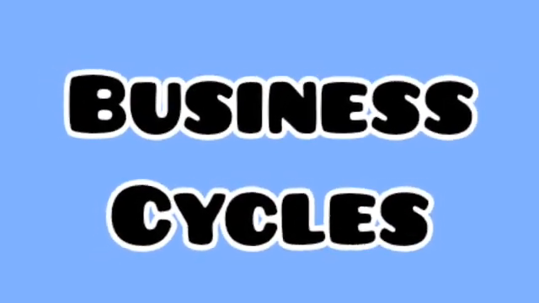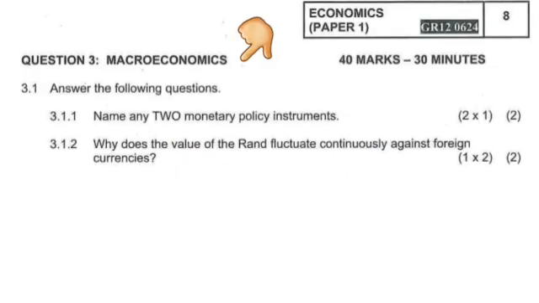So the question on business cycle, we start over with our 3.1. It's in macroeconomics because we know that business cycle is a macroeconomics topic. It says answer the following questions. In 3.1.1 they want you to name any 2 monetary policy instruments.